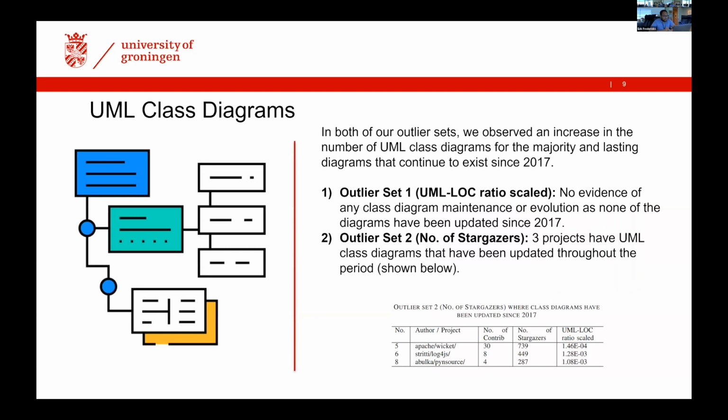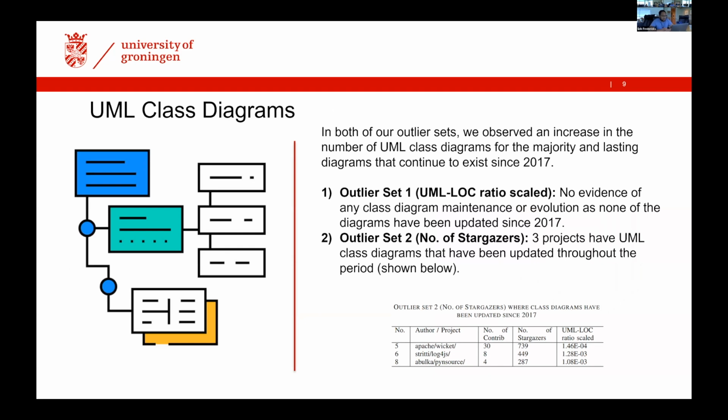So we looked into outlier sets. Outliers are based on two metrics that we looked at. One of the outliers is on the UML and line of code ratio scaled. That basically gives a rough idea of the size of the code base against the number of UML diagrams there is. So that's the first outlier.